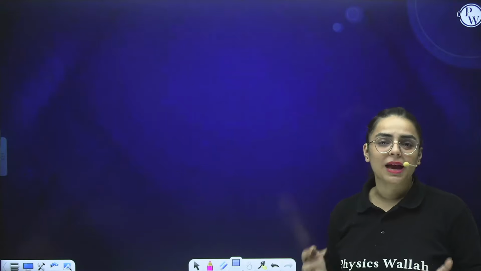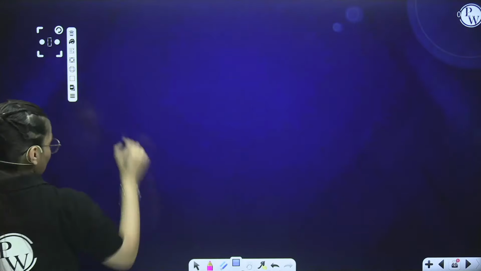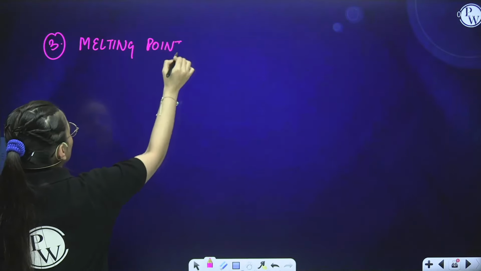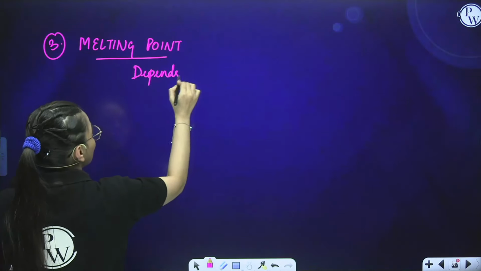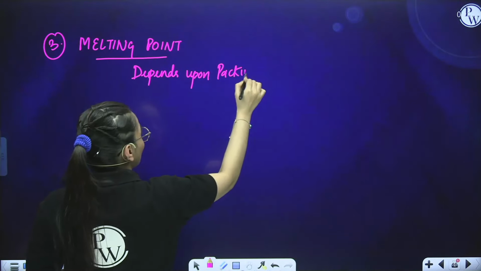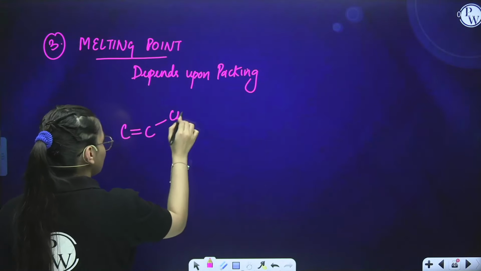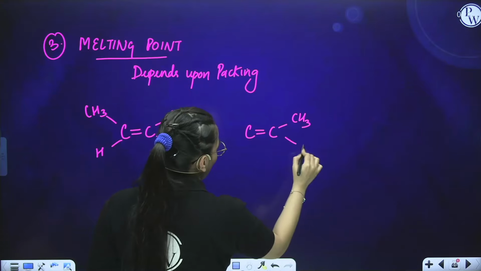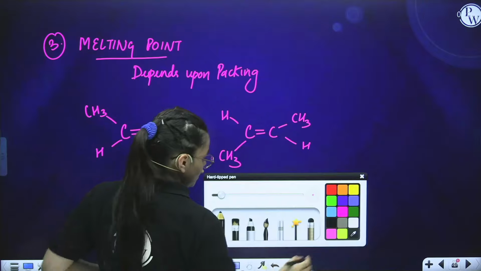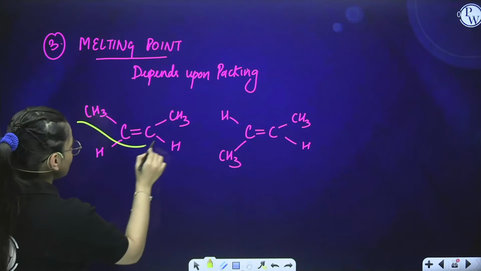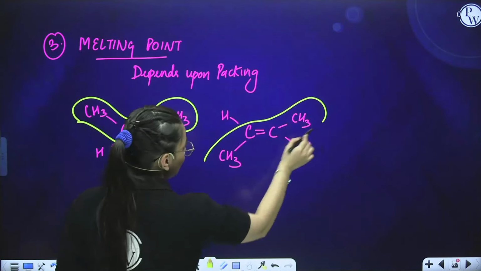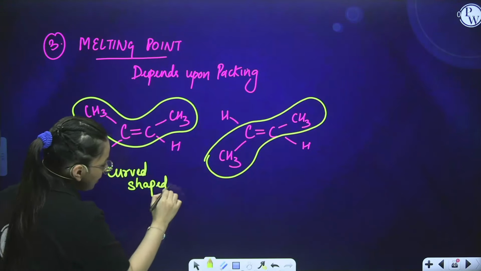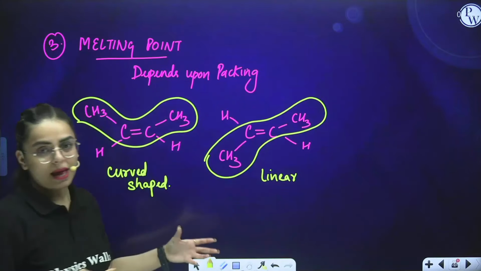Melting point basically depends upon the packing. If I talk about the third physical property, that is melting point. Now, as I told you, melting point depends upon packing. As it depends upon packing, let me take an example. Now students, if you see, these groups are present in such a way that a curved shape structure is obtained. Here a linear shaped structure is obtained. Here a curved shape structure you will see in the cis case. Here you will see a linear shape. So linear shape has more packing as compared to the curved shape.